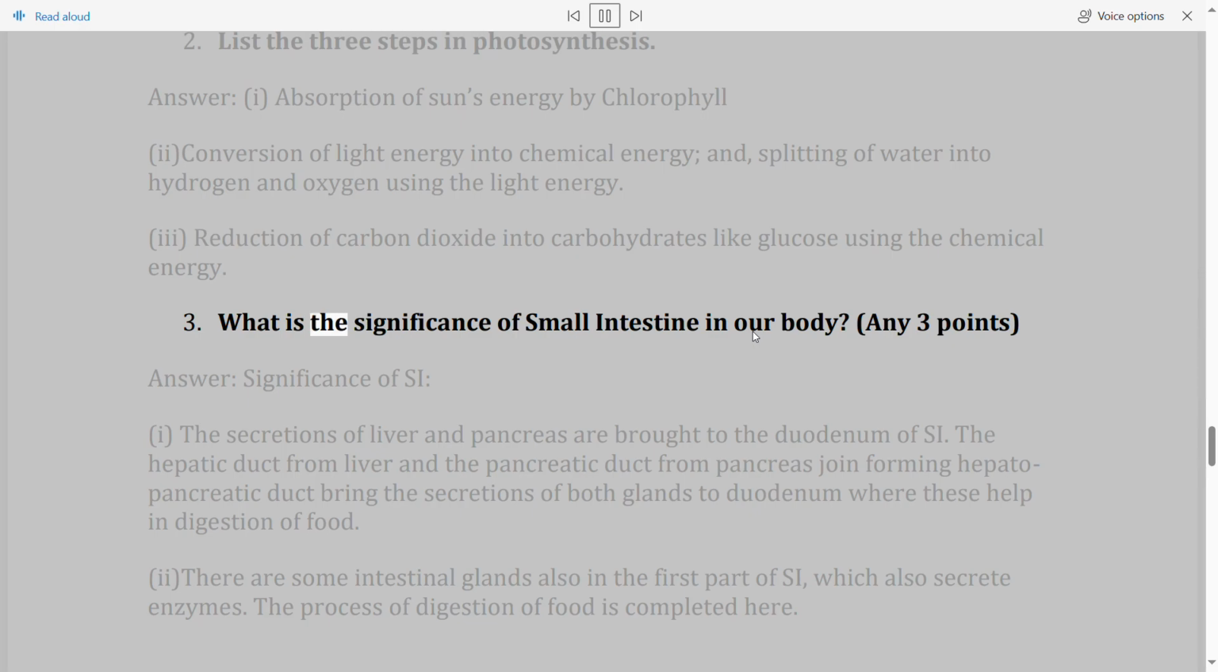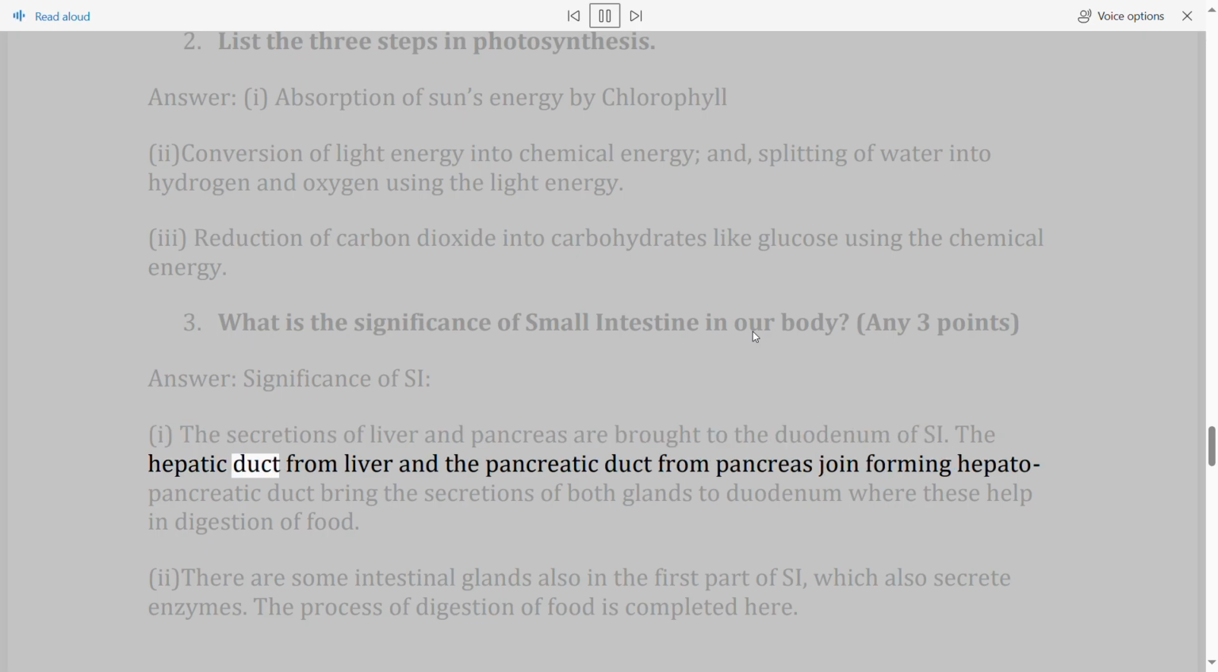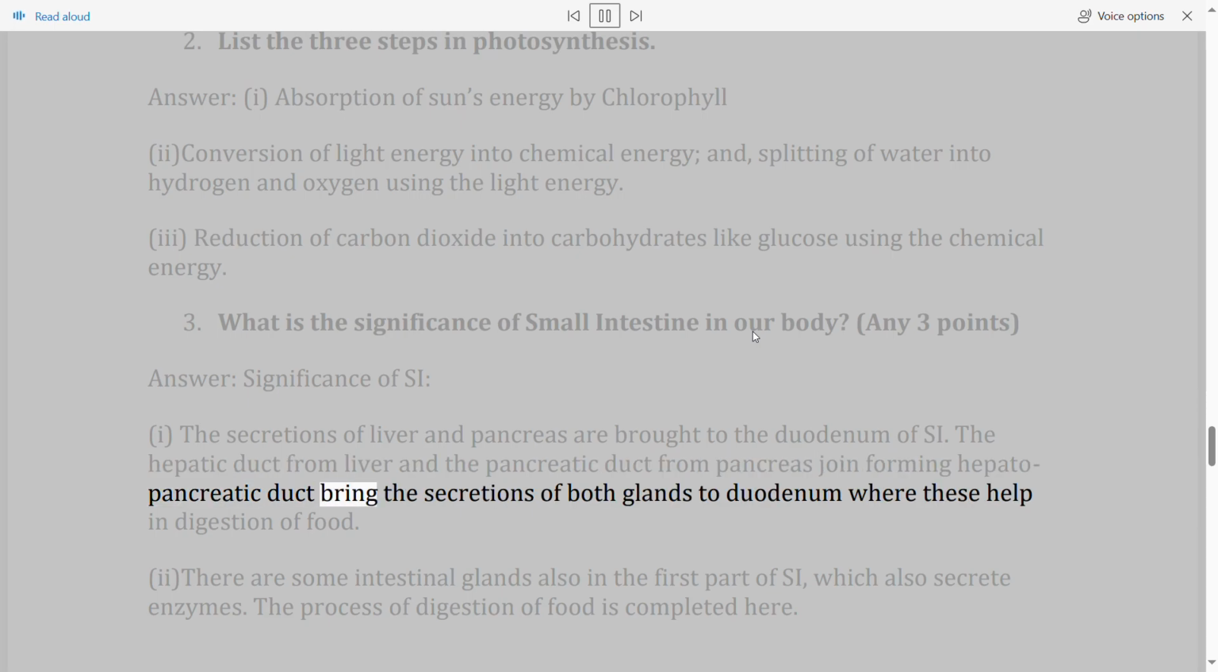3. What is the significance of small intestine in our body? Any 3 points? Answer. Significance of small intestine. 1. The secretions of liver and pancreas are brought to the duodenum of small intestine. The hepatic duct from liver and the pancreatic duct from pancreas join forming hepatopancreatic duct bring the secretions of both glands to duodenum where these help in digestion of food.